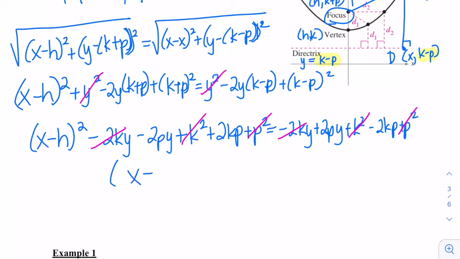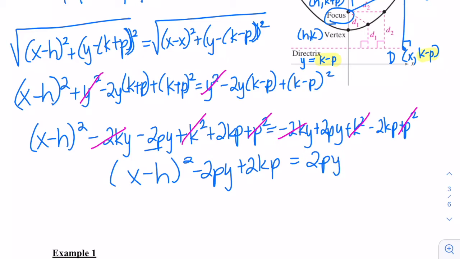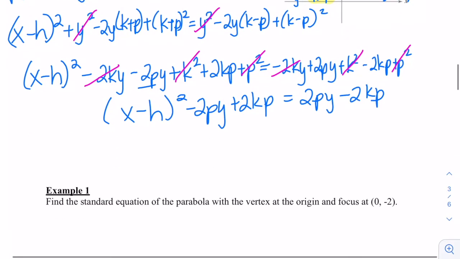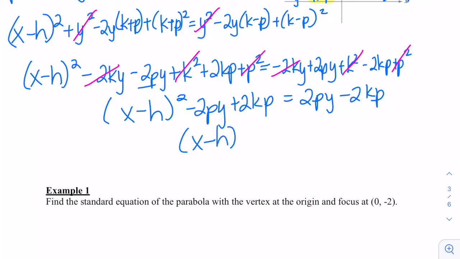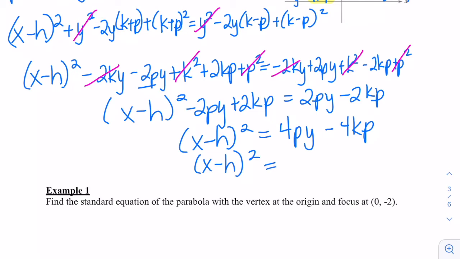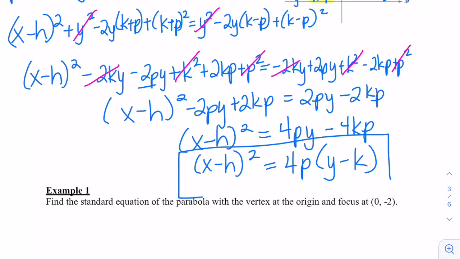So we have (x minus h) squared minus 2py plus 2kp is going to equal 2py minus 2kp. All right, so if we combine the terms, we'll get (x minus h) squared equals 4py minus 4kp. We could factor out the p and the 4, so we have 4p(y minus k). All right, so that's the formula, and we derived that from the distance formula.